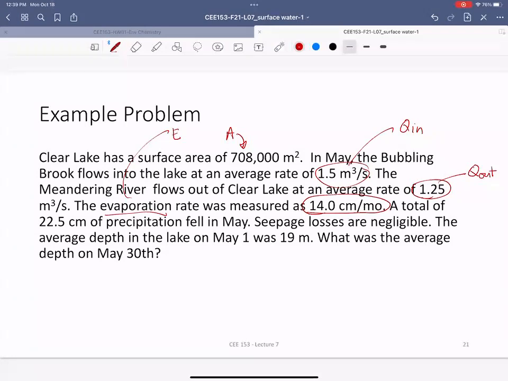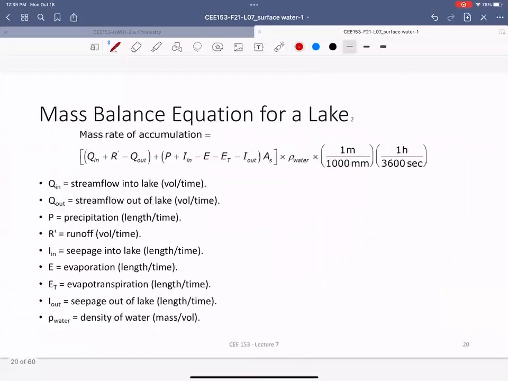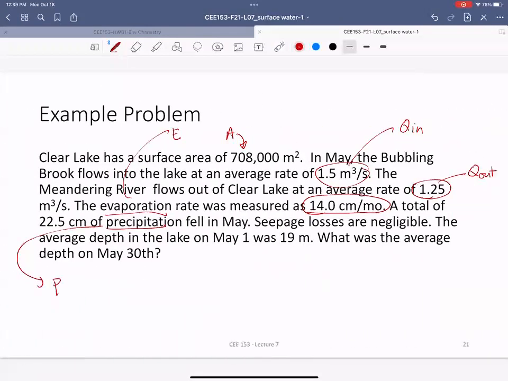A total of 22.5 centimeters of precipitation fell in May. Precipitation is rainfall, so that's what you write as precipitation, P. Okay, so P is coming in. Evaporation is leaving. Q in is coming in. Q out is leaving. Seepage losses are negligible. That means you don't have to account for anything lost because of water moving underground. Okay, you can say 0.